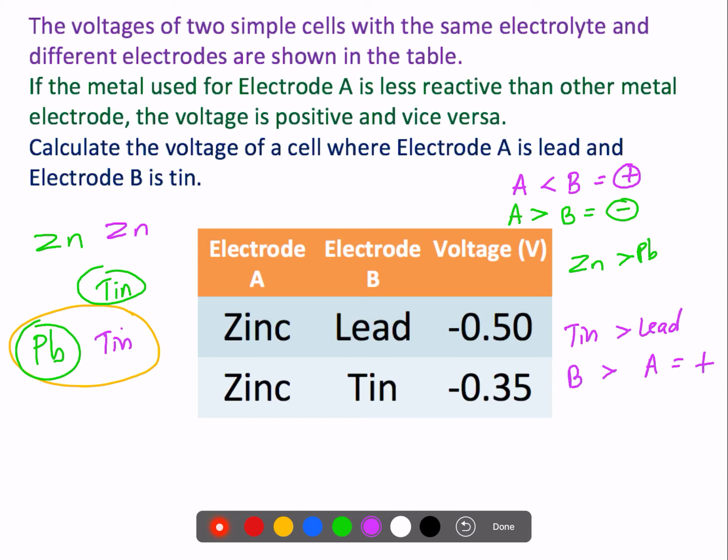But what about the value? The value is just literally the difference between these two values in the table, because that is the difference between lead and tin. So if you do 0.5 take away 0.35, that will give you 0.15. So the final answer is plus 0.15.